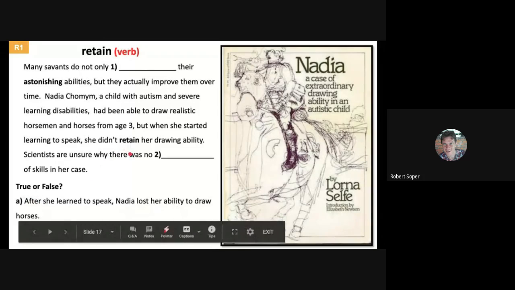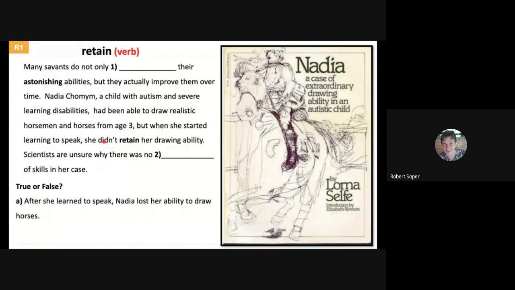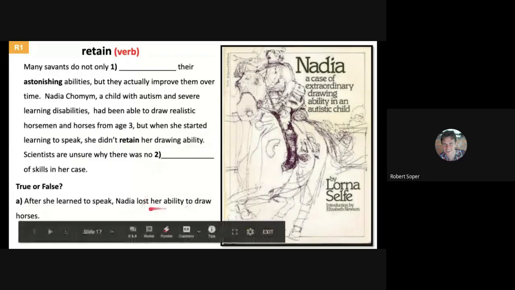How do we know that? Well, she wasn't able to retain her drawing ability. So once she learned how to speak, she wasn't able to retain her drawing ability. Remember, if we retain something, we remember or keep it. When we don't retain something, we lose it or forget it. Or lose that ability. So because she wasn't able to retain her drawing ability, it means she lost her ability, in this case, to draw horses.